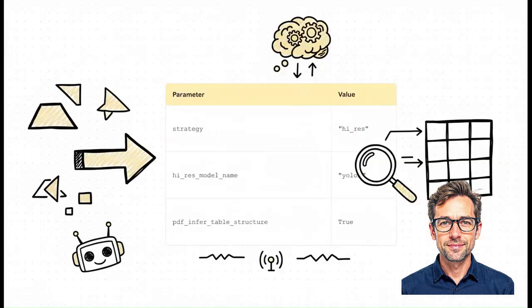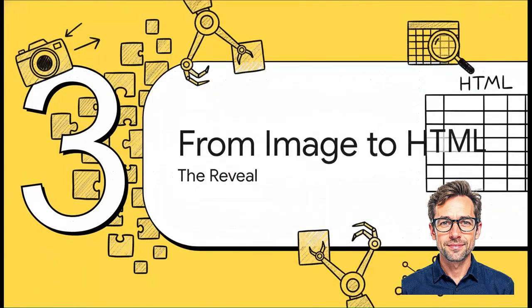Now this is where it gets really cool, because this is how we actually tell the AI what to do. It's not magic, it's just a few instructions. We set the strategy to high res, so it looks really closely. We tell it which model to use, YOLO X, and here's the secret sauce. We set PDF infer table structure to true. That's us literally telling the AI, hey, pay attention, I'm pretty sure there's a table here, and I need you to figure out its structure. All right, our instructions are in. The AI goes to work.